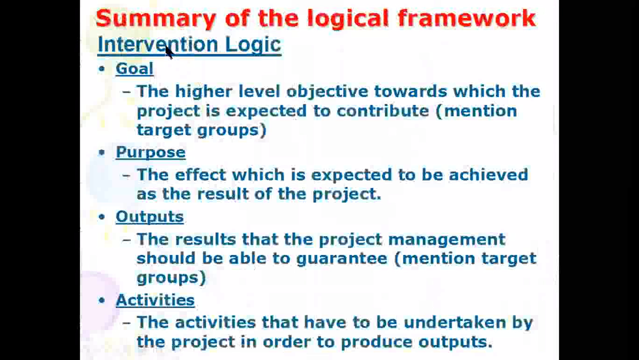So now, the summary of the logical framework starts with intervention logic, which is the goal. So the goal is the higher level objective towards which the project is expected to contribute, or rather, mention target groups. Okay? Then the purpose is the effect which is expected to be achieved as a result of the project. What about the output? The result that the project management should be able to guarantee. Of course, you mention target groups also. Activities, the activities that have to be undertaken by the project in order to produce output.